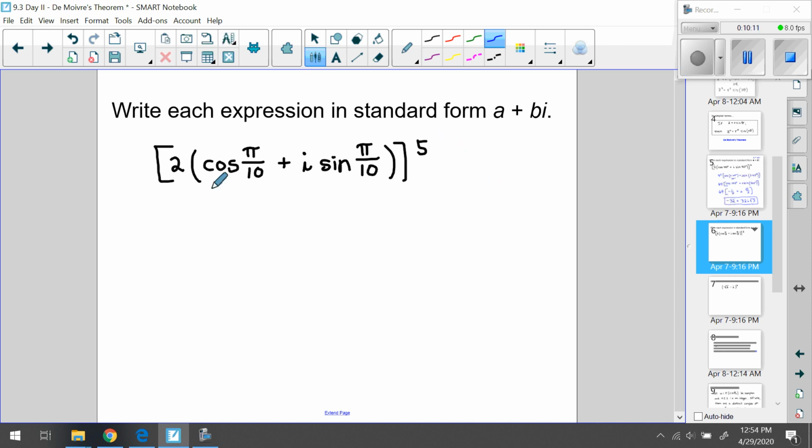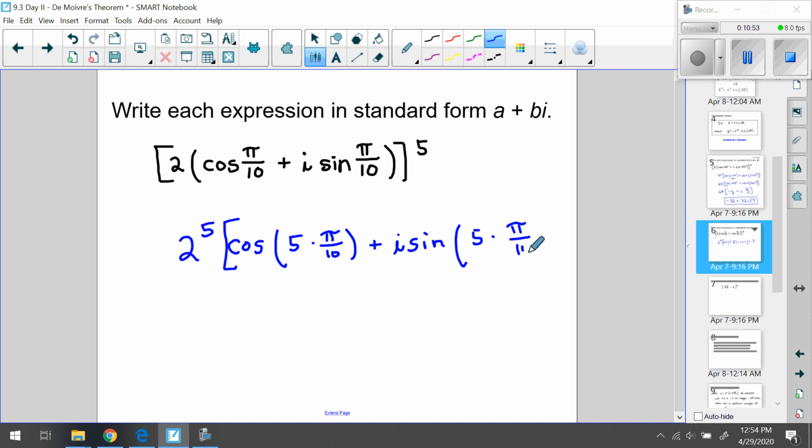We're raising to the 5th power, so our r value is 2. This problem is already in polar form, so we just want to apply de Moivre's theorem and then make sure the answer is in this a plus bi form. So we'll take r to the 5th power, and then we'll do cosine, let me do brackets here, cosine, and then we're going to take the angle given and multiply that by 5. So 5 times pi over 10. And then plus i sine, the same thing, 5 times pi over 10.